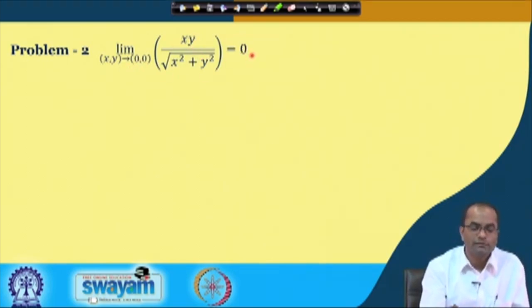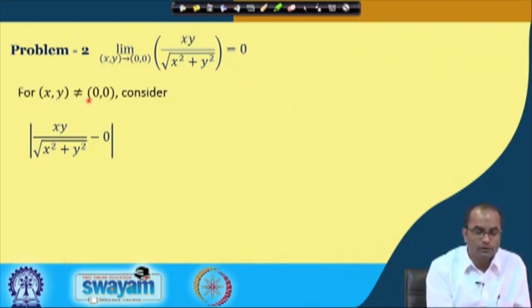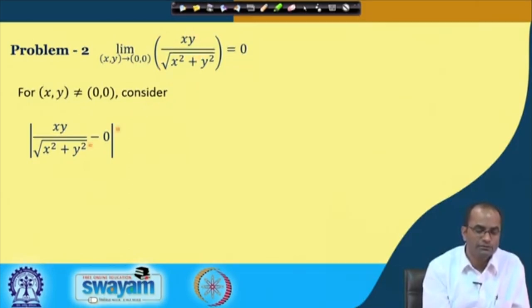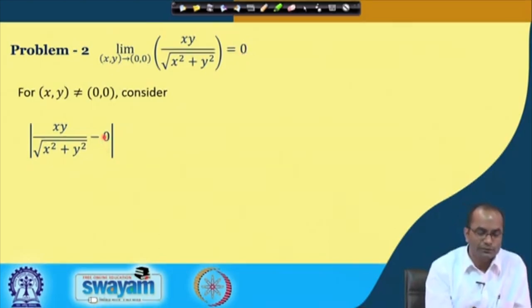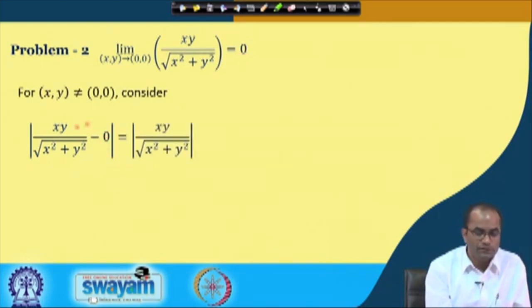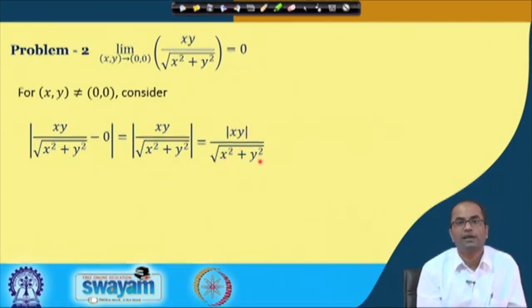So, we will prove that this limit is 0 using again the epsilon delta approach. We take x, y not equal to 0, 0 and consider again, as in the previous example, the difference between the function, which is x y over the square root of x square plus y square, and the limit 0. This is equal to the absolute value of x y divided by the square root of x square plus y square, which is positive.